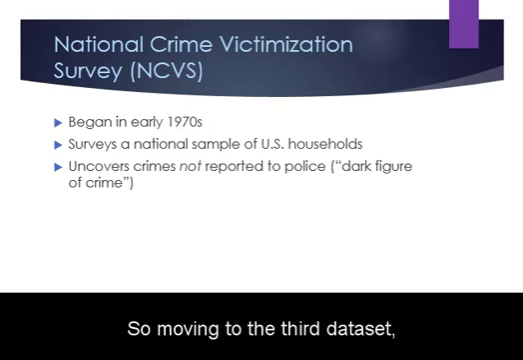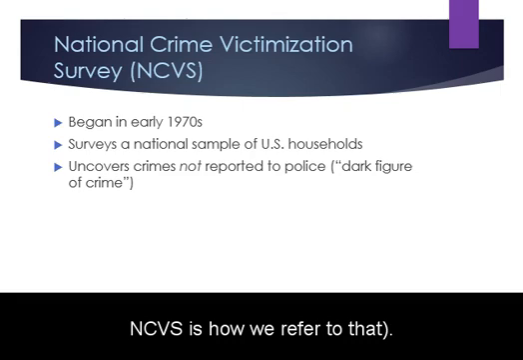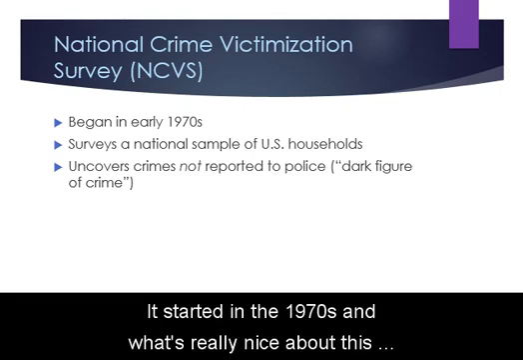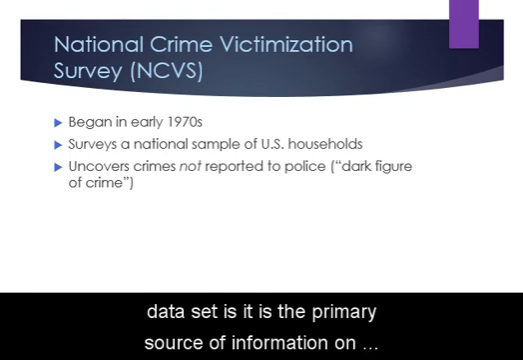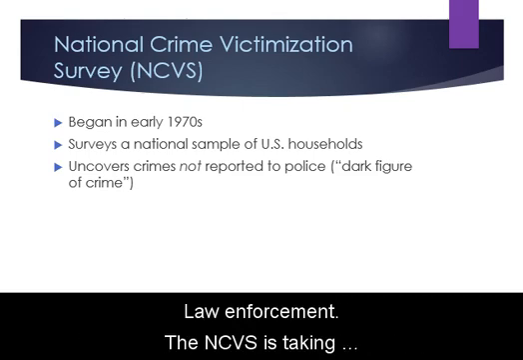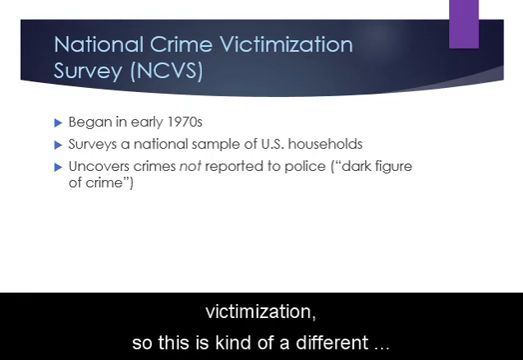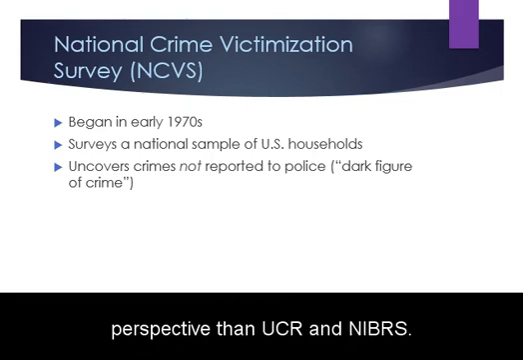So moving to the third data set is the National Crime Victimization Survey. The NCVS is how we refer to that. It started in the 1970s, and what's really nice about this data set is that it is the primary source of information on criminal victimization. This particular survey is not coming from law enforcement. The NCVS is taking individuals' reports of their own victimization, so this is a different perspective than UCR and NIBRS.